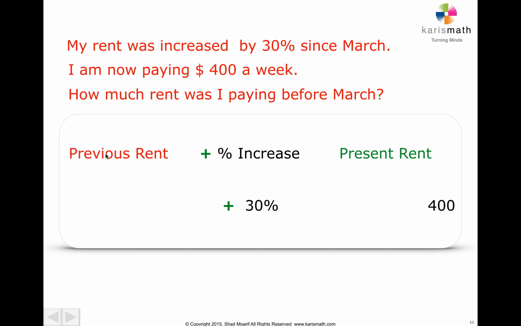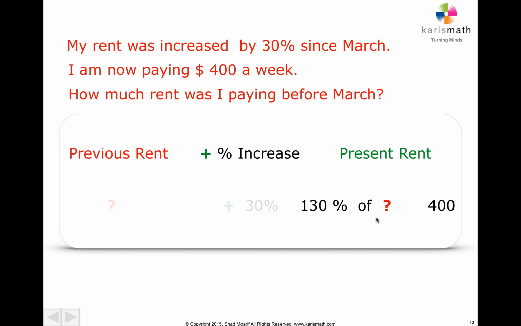We don't know. But suppose your original rent was 100%. If that was 100%, you're now paying 130% of the original rent, or the previous rent. Right? So work it out. Very good. 130% of what? Of previous rent. Very good.